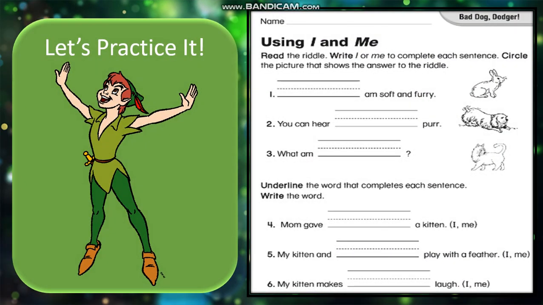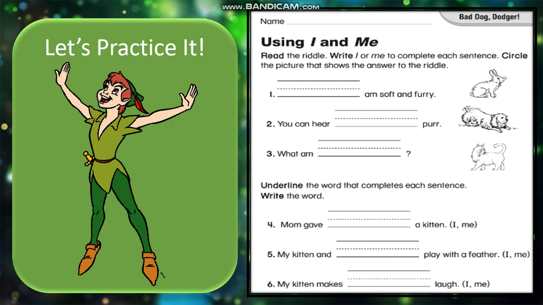Now let's put all those skills into practice. Using I and me. Read the riddle, write I or me to complete each sentence. Circle the picture that shows the answer to the riddle. Okay? So you have to guess which sentence refers to which image here. So let's read and find out whether we are going to insert I or me. Now these sheets are not from your notebook page, all right? They will be posted on Classera as an extra PDF and you can maybe download it and take a printout and solve them, or you can simply write the answers in your copybook, all right?